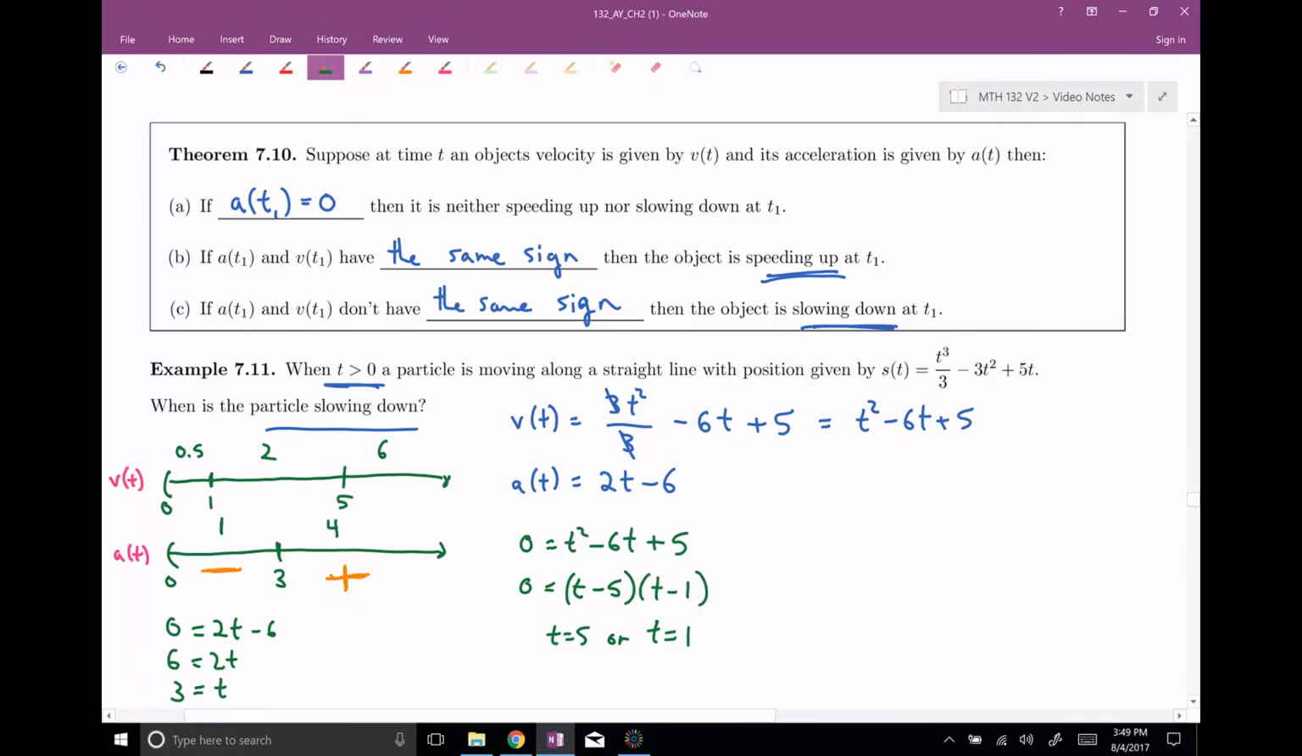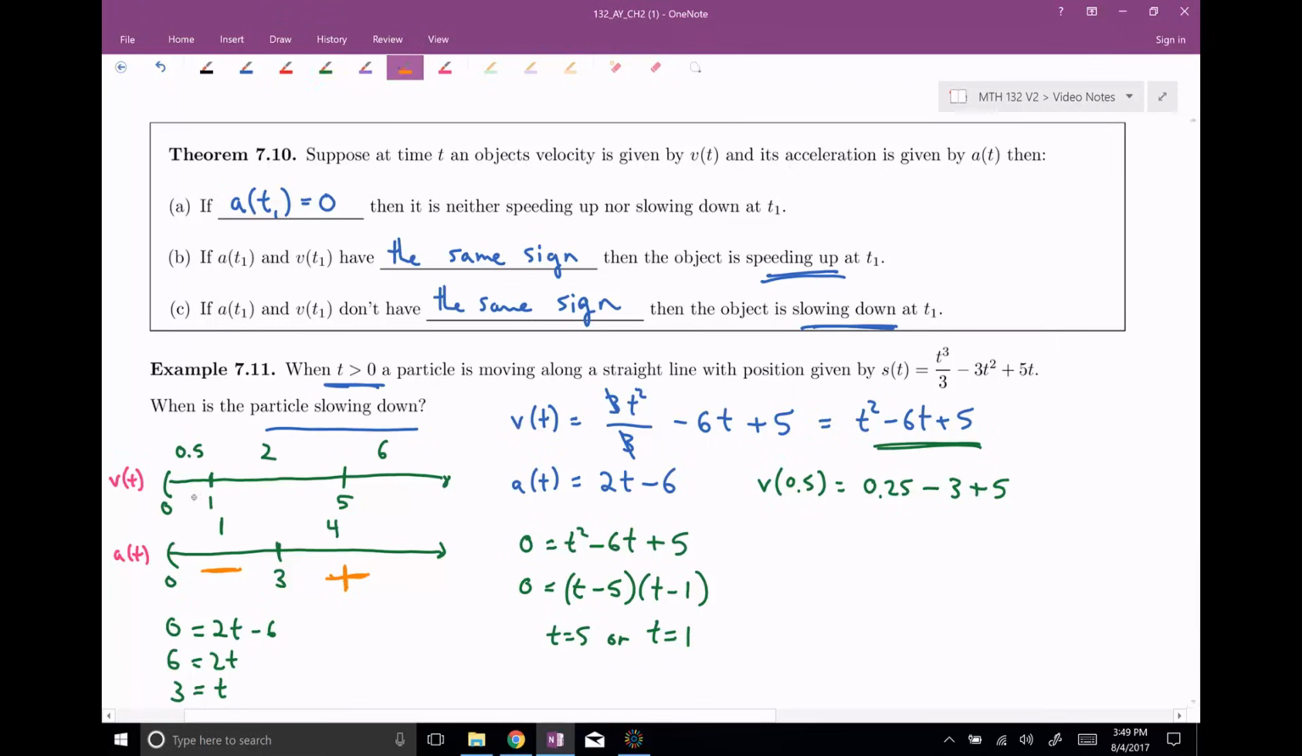Now let me calculate the velocity at each one of these test points. v of 0.5. Remember, I'm using my velocity equation right here. So 0.5 squared is 0.25, a quarter, minus 6 times a half, that's minus 3, plus 5. And again, I really don't care what the answer is here. I only care whether it's positive or negative, and certainly it's positive. It's going to be 2.25.